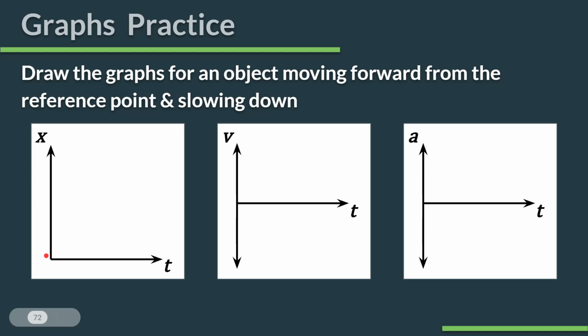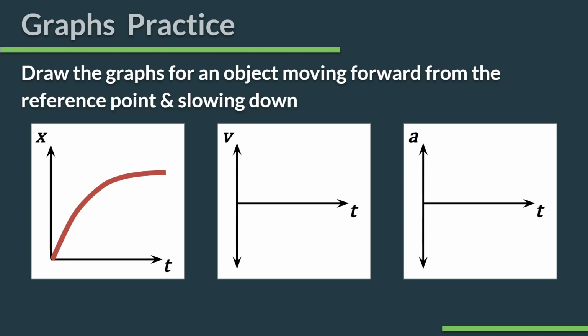Okay, and we're going to show something moving forward. That means a positive slope. And it needs to slow down. So that slope needs to get flatter or less steep. So it needs to look something like that. Again, that's the shape. It does need to start at the origin because it says from the reference point. So this time it matters since it's specified.